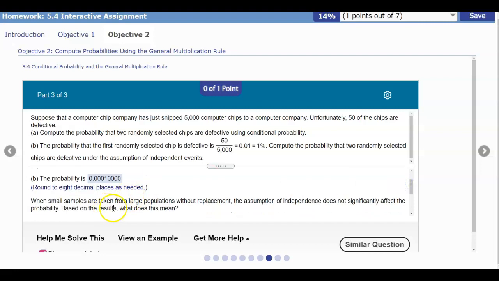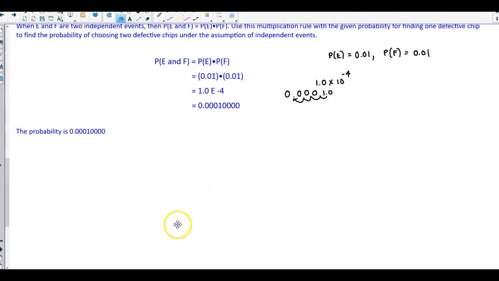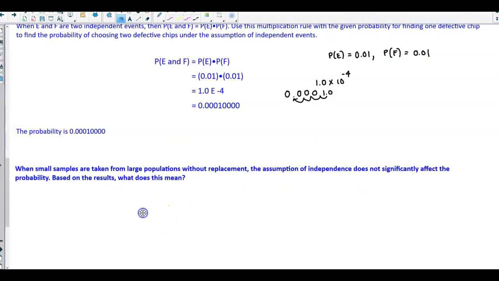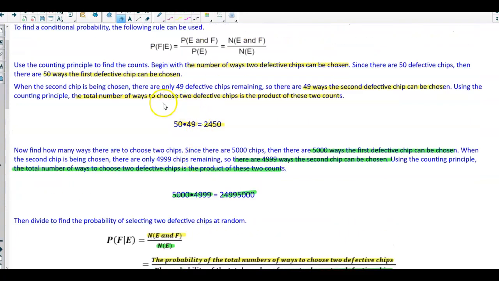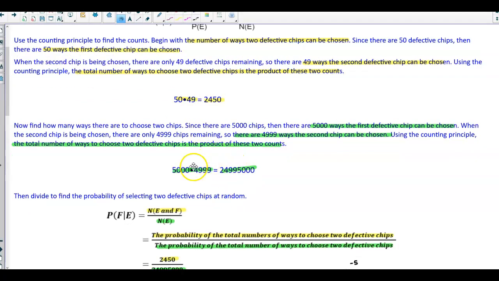Okay, now the last part of this question states the following. It says, when small samples are taken from large populations without replacement, the assumption of independence does not significantly affect the probability. Based on the results, what does this mean? Okay, what it means is, when it talks about this question, it says here, without replacement. The first example, okay, we took out a chip and didn't put it back in. That's why we're taking 50 times 49. Same thing over here. So this is without replacement.